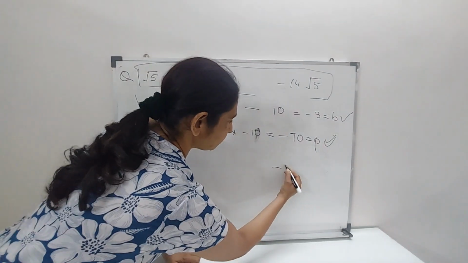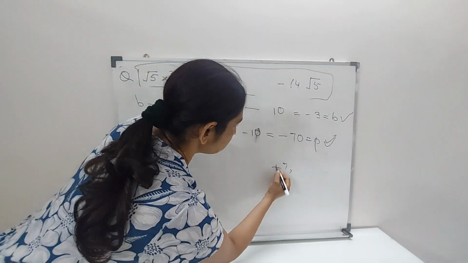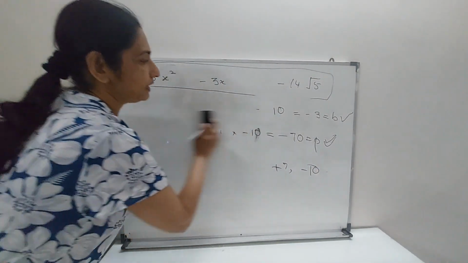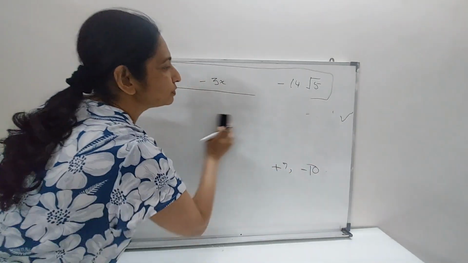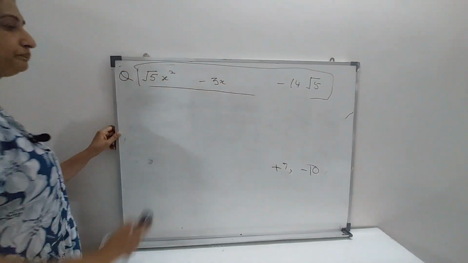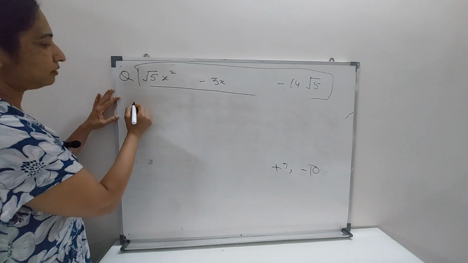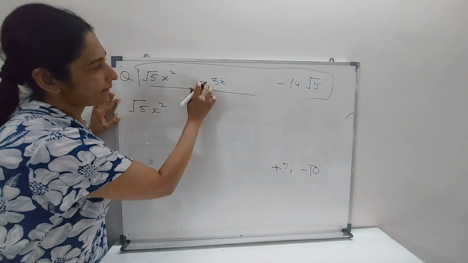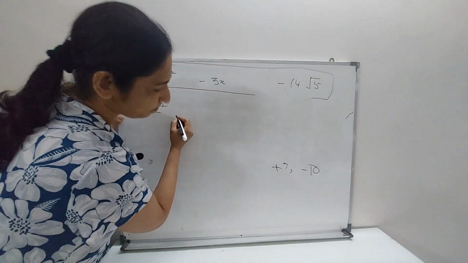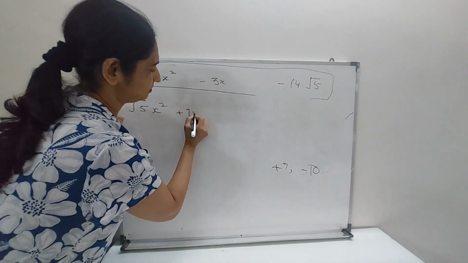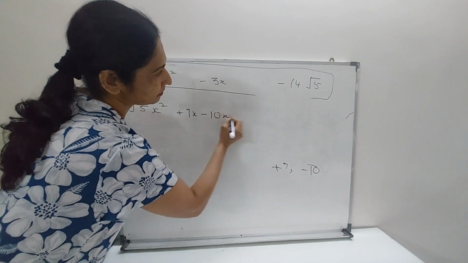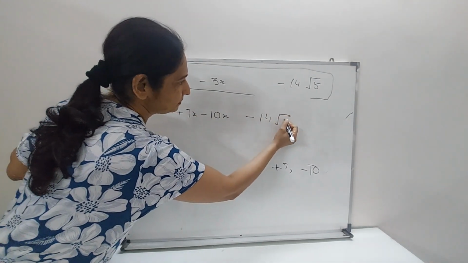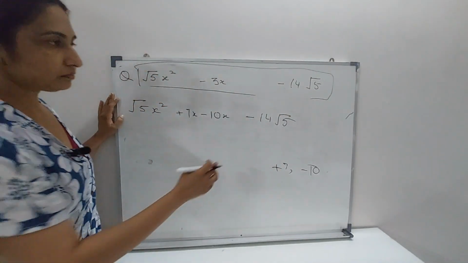Let's write it somewhere so that we don't forget. Plus 7 and minus 10, after verifying both product and B. Now copying starts. In place of this we have to write all this, and this we write as it is. No problem.